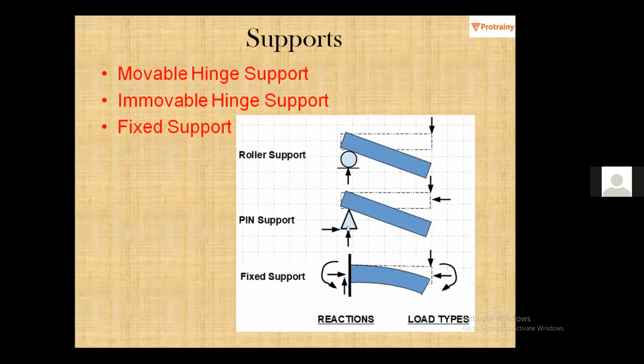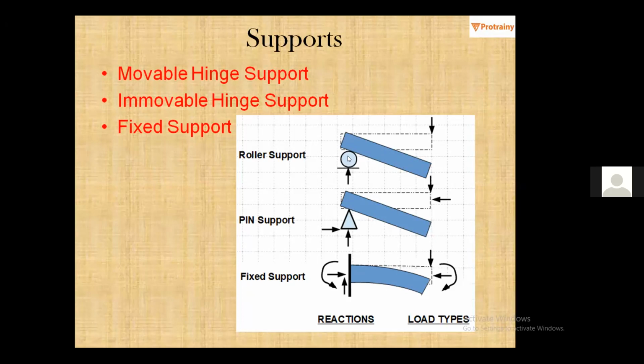When we are talking about immovable hinge support, it can only rotate. There is a hinge here, so it can rotate, but it cannot translate. It cannot move to and fro. So now in this case, it can move in horizontal plane. You can see that. It can rotate also, but it cannot move in vertical plane.